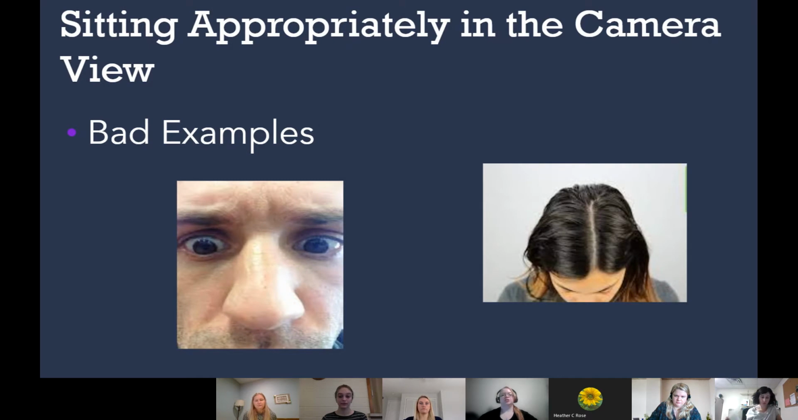Here are some suggestions on what not to do. Number 1, do not get too close or too far from the camera. In the example on the left, the man is much too close to the camera. A good rule would be to sit the same distance from the camera as you would from someone in real life, about an arm's length apart. Number 2, do not keep looking down. You should not be looking down at your phone, and even if you are taking notes, look up at the camera once in a while. The other person needs to see your face, not the top of your head.